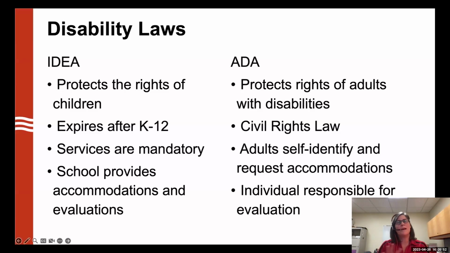So the best way to think of the difference between these two, and how we think of them here in higher ed, is that IDEA is all about success, right? Making sure that the student is successful in their education and in school. But here in higher ed, it is all about access. We do care about the success of the student, but we put things in place for access.